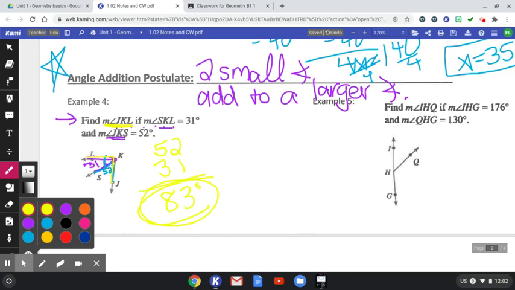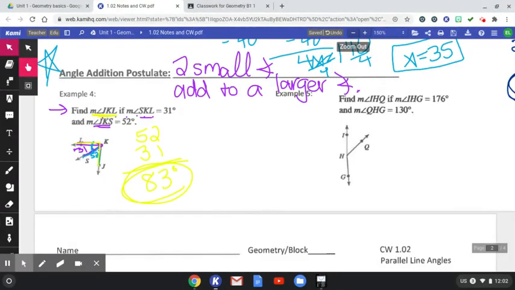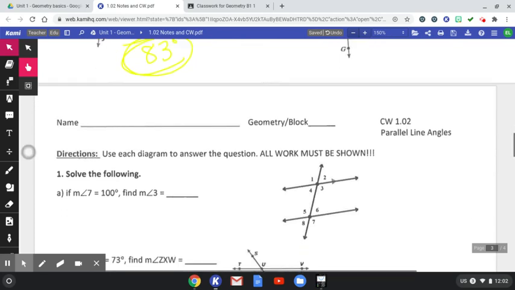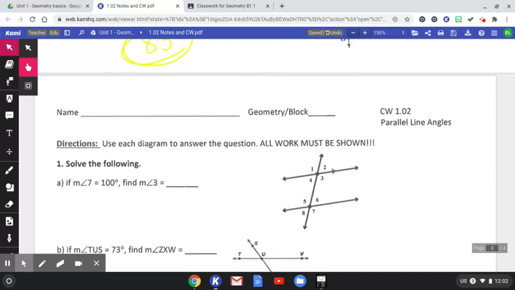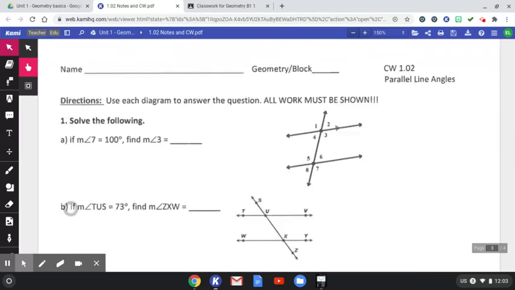I'm going to end there so I can talk a little bit about your classwork before I end the video for today. So looking at your classwork, what I'd like you to do is take a blank sheet of paper and number it. Notice here you have 1A and 1B. Use these two diagrams to help yourself.